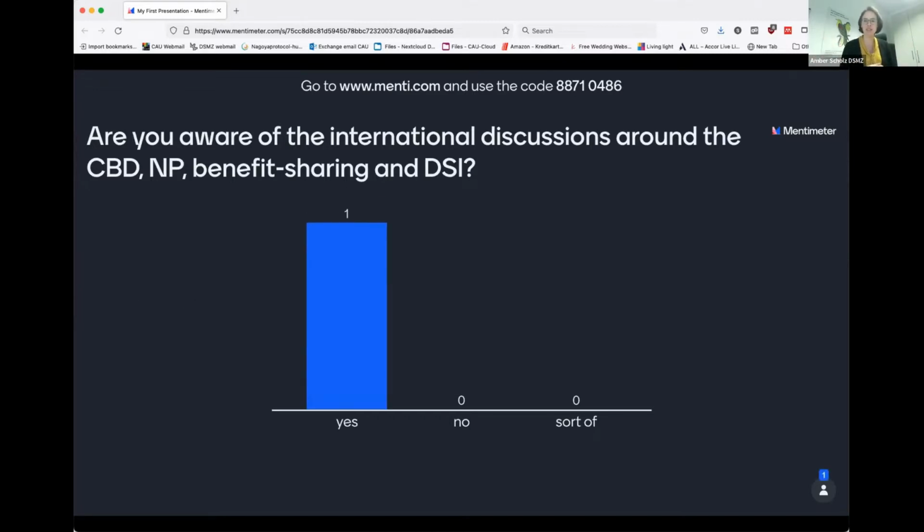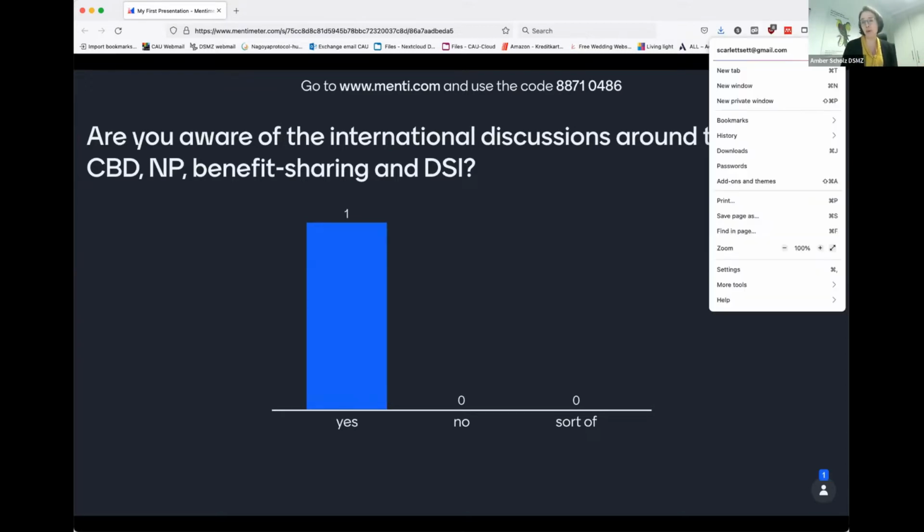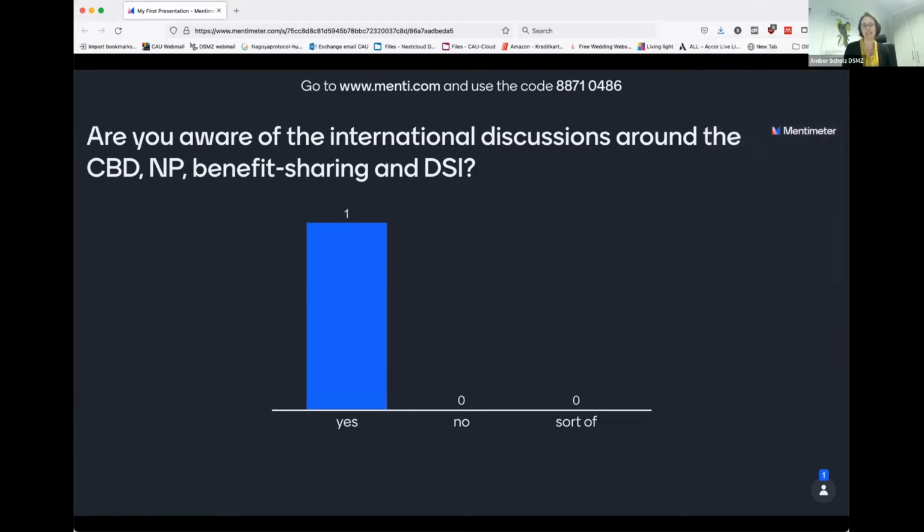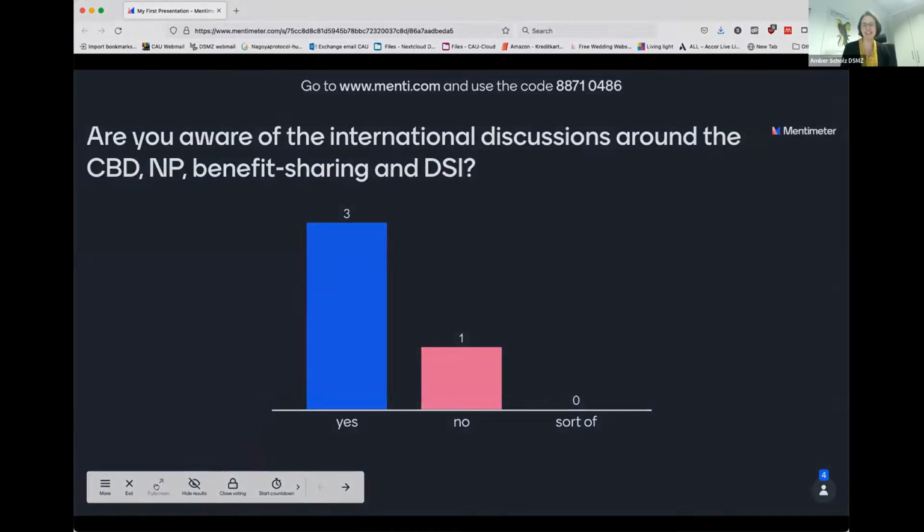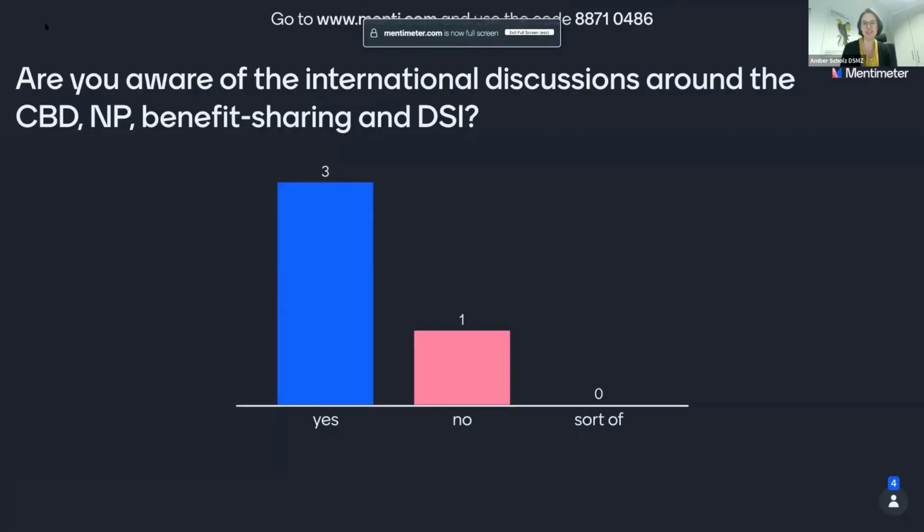And the first thing we wanted to just find out from you is, are you aware of some of these broader international discussions around the Convention on Biological Diversity, that's the CBD, the Nagoya Protocol, that's the NP, benefit sharing, which is the idea resulting out of those first two, and then the last acronym, digital sequence information, or DSI. So let us know if you've heard of any of these buzzwords, or if you're a little bit unsure, that's also fine there. That's why we have the sort of answer. So go ahead, fill that in, and let's just get a sense of what the audience is like out there.